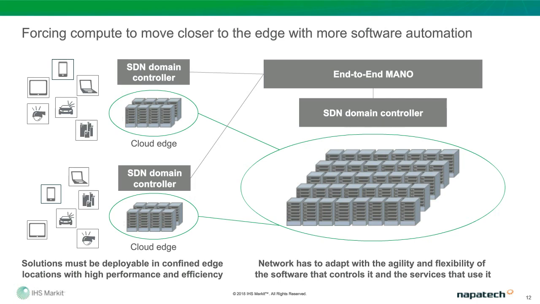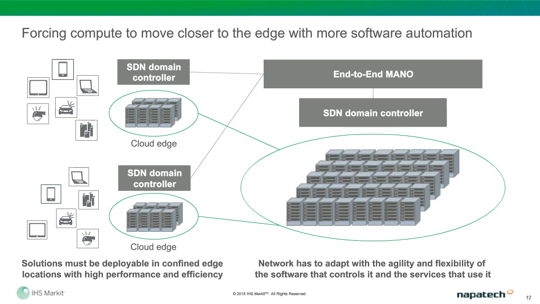So SDN and NFV, or similar types of solutions, are going to be critical to 5G, as well as network slicing, to ensure that each one of these services gets exactly the quality that it deserves. But there are also a couple of other things here that are a consequence of this that we need to be aware of from a compute hardware point of view.